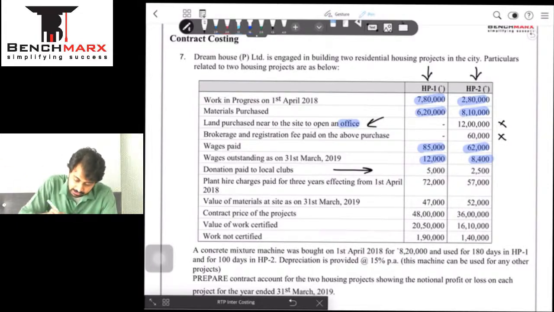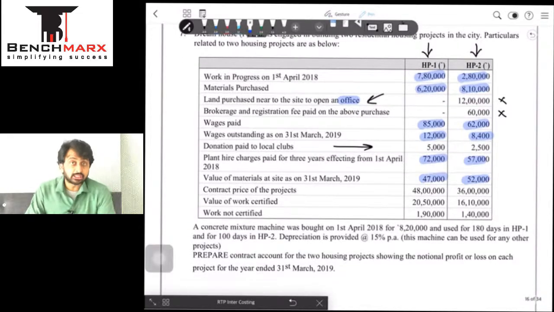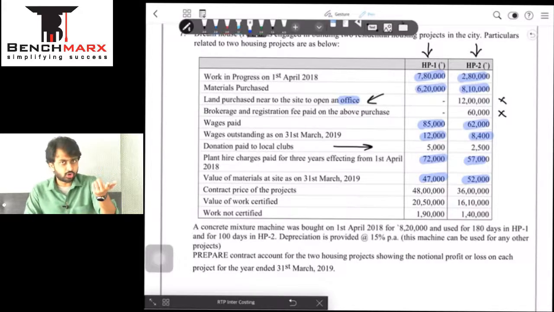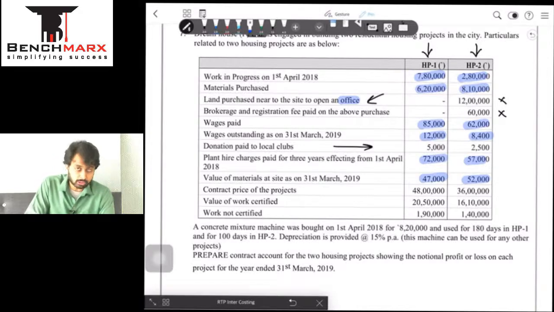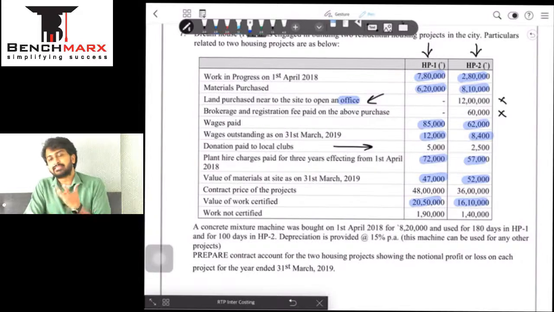Plant hire charges 72 and 57. Materials at site, this is our closing materials and unconsumed materials, either deduct it from the material cost or show it on the credit side of the contract as stock of materials. Contract price 48 and 36, frankly contract price never comes in the contract ledger. Contract price into percentage completion can come in the ledger, but that depends on the completion percentage. Work certified 2050 and 1610, I'll assume work certified is at the contract price, and work not certified 190 and 140, I'll assume that this is already at cost because work not certified always comes at cost.